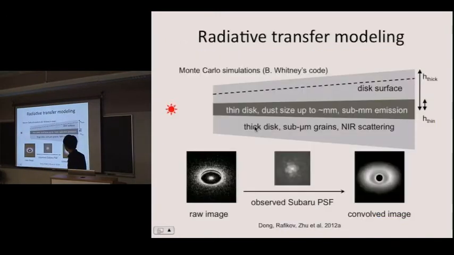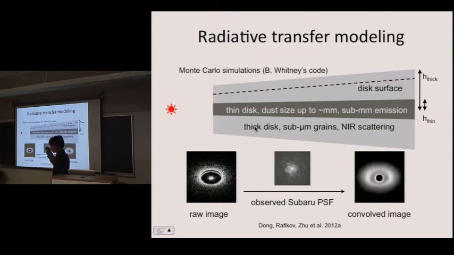So what's going on here? To study that, we run a radiative transfer simulation. We use a Monte Carlo code written by Ruobing. So here's our disk model. We put a star here, and we have a two-component disk. We have a thin disk with dust size up to millimeter, and most of the mass is in the millimeter-sized dust.